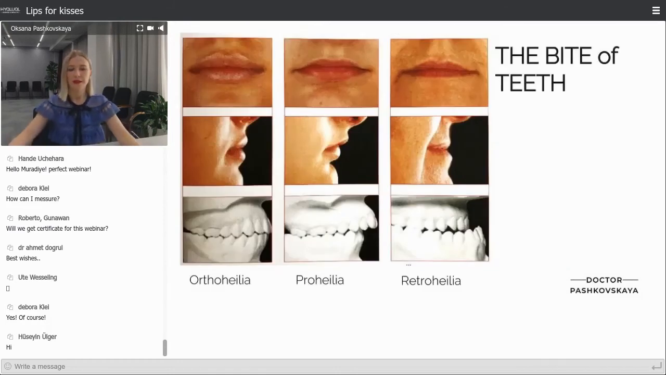And what's next is teeth bite. Also a very important issue, because if our patient has problems with teeth bite, we could not achieve an excellent result. Of course, even the best filler could not influence the teeth bite, could not correct that issue. So we just ask our patient to smile, to grin, to clench his teeth, and we see the occlusion line. In normal position, there is a full occlusion line, full occlusion of the teeth.